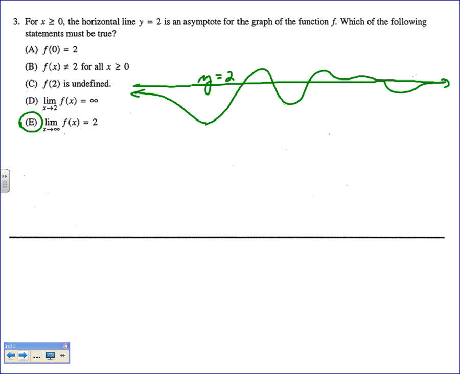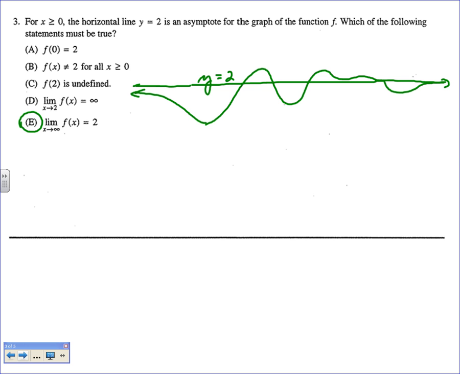Vertical asymptotes won't be crossed. Horizontals, anything can happen in the short run. What's important about horizontals is that eventually the function moves toward them. And that's problem 3.